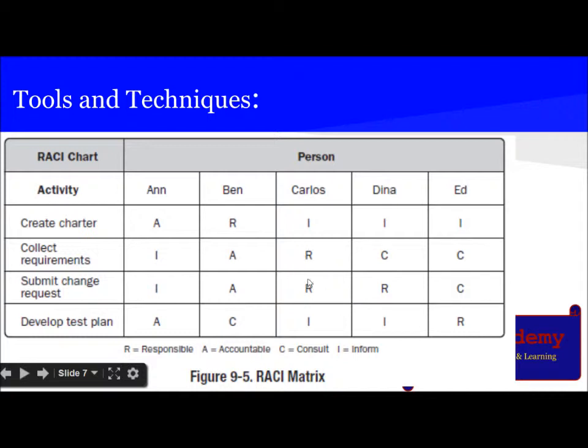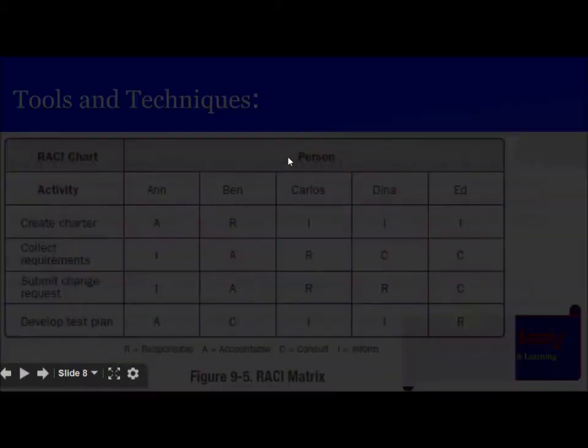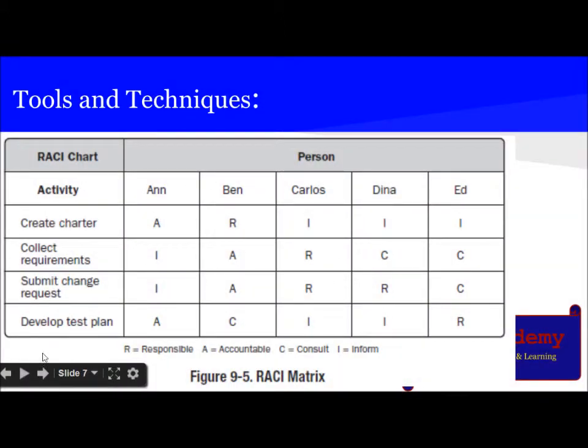So in this case there are two responsible. In submit change request there are two responsible. In collect requirement there are two consult. We have to consult two people, and in create charter there are three people whom we have to inform. So here we can see that other than accountable, the other three can be one or multiple, but accountable can only be one person. So you can see that in each activity there is only one person who is accountable, and the rest are other things. So the RACI matrix is very useful for creating the stakeholder.